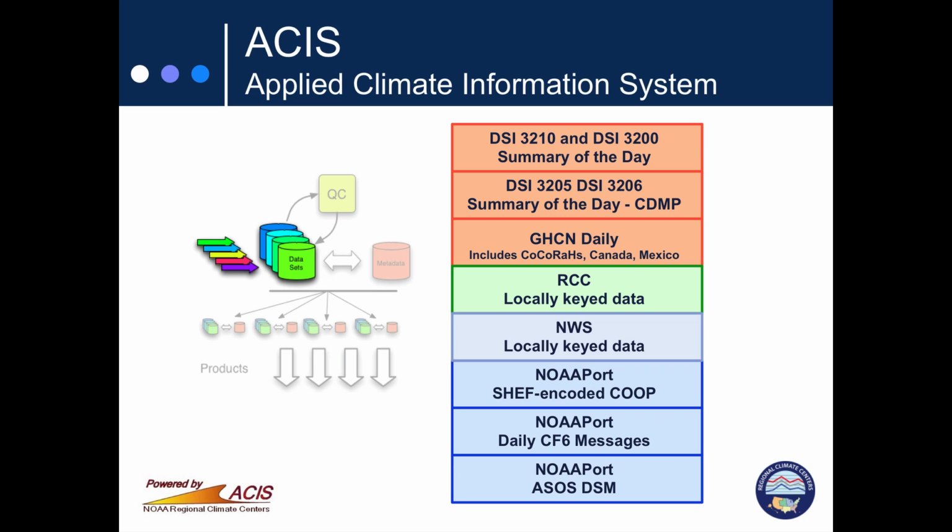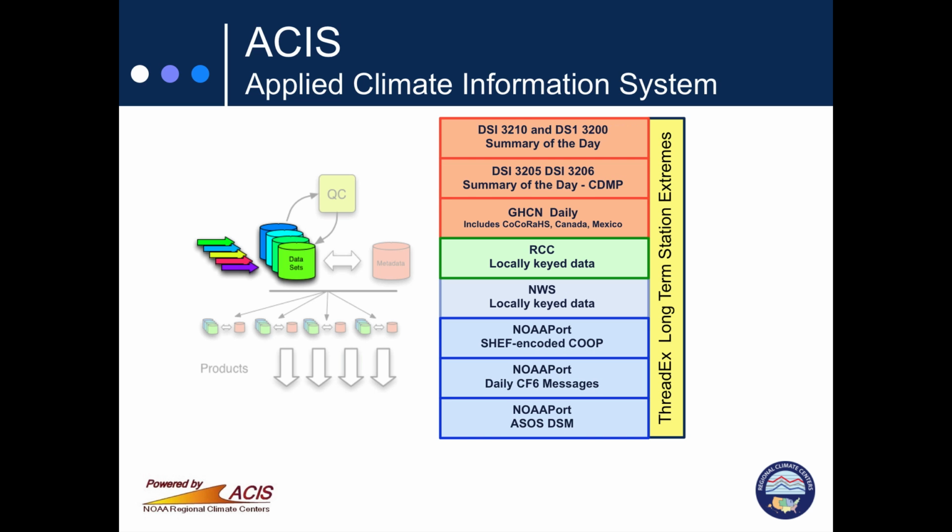Likewise, National Weather Service offices have also keyed data locally. These data sets, which typically are in a station's early period of record, are available through ACIS. Non-NOAA data is also included. These data sets include ThreadEx. These are long-term station extremes that have been developed by the RCCs for use by both the National Weather Service and the media. We also plan to add other networks as needed by users. These can be a variety of state, local, or regional networks.